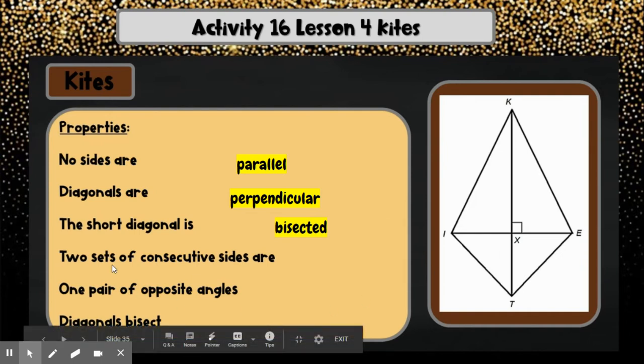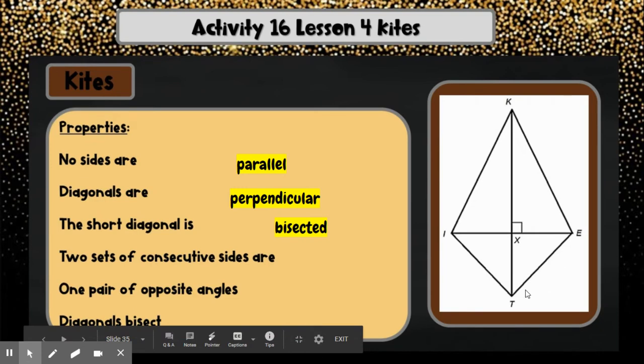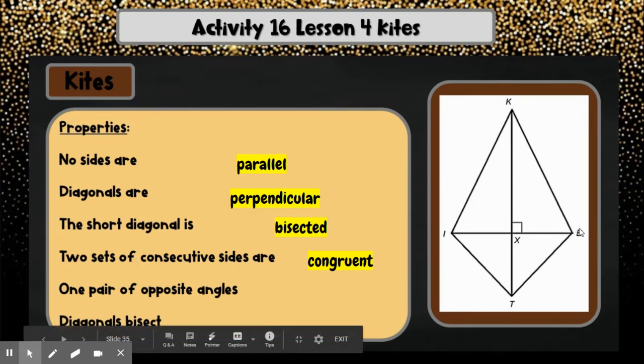Now, the next one says two sets of consecutive sides. So I'm talking about this set of sides and this set of sides are congruent. So IK is congruent to EK. IT is congruent to ET. Okay, those are always going to be the same length.